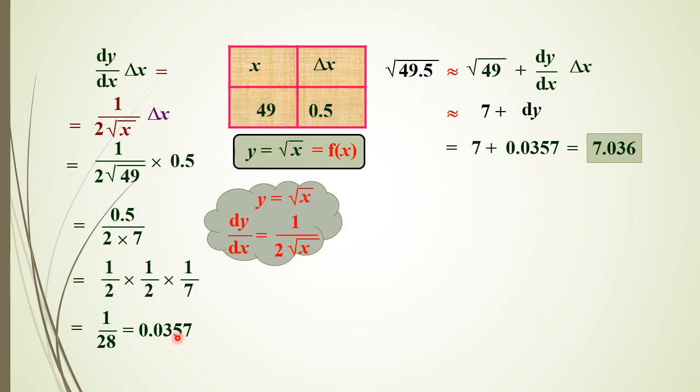0.0357. Next, come back to the term: root 49.5 is equal to root 49 plus dy by dx into delta x, which is equal to 7 plus 0.0357. After adding, we get this much. This is the final result, the approximate value of root 49.5. This is the concept, and the same concept is adapted for further examples.